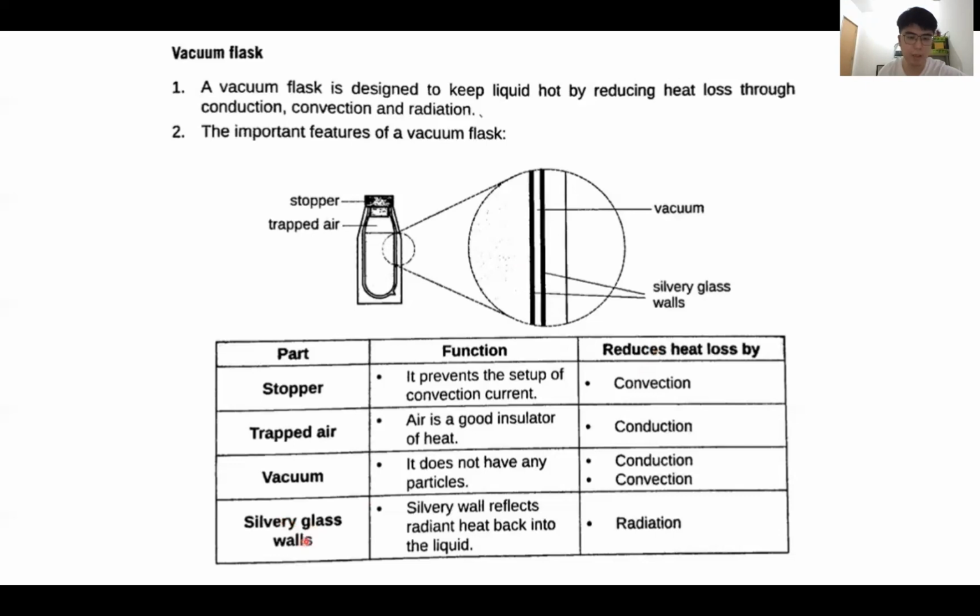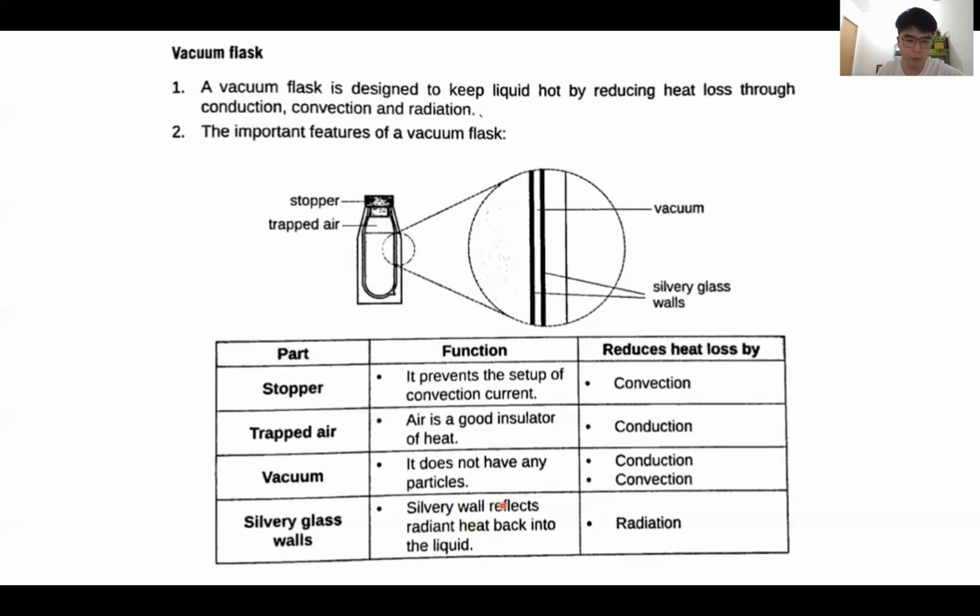Silvery glass wall, we make it a shiny and smooth surface, because shiny and smooth surfaces are very good reflectors. Okay, reflector. The silvery wall reflects radiant heat back. What is radiant heat? Radiant heat is infrared. It's talking about infrared, the same thing.